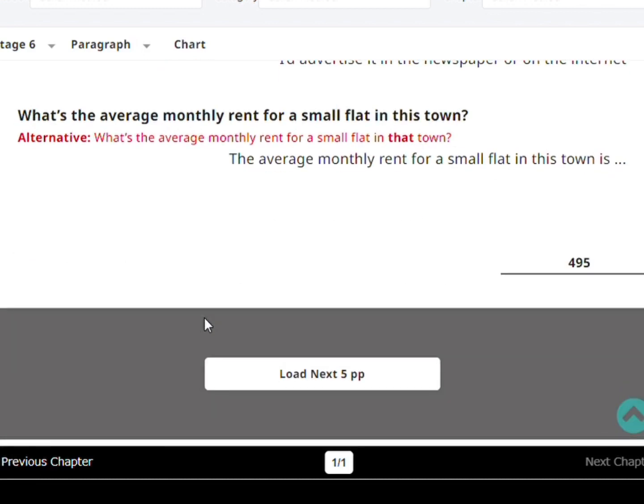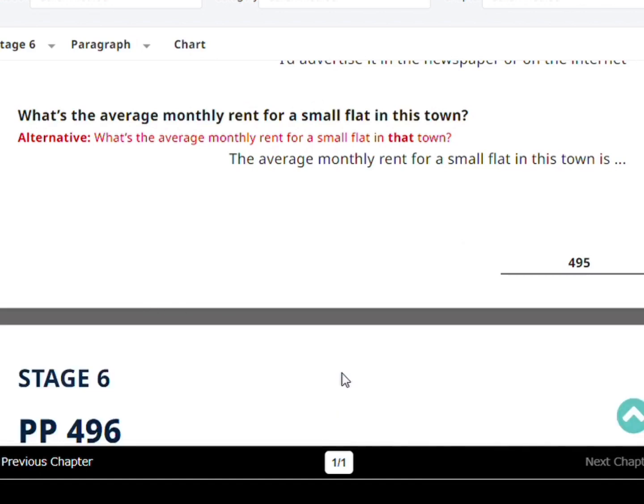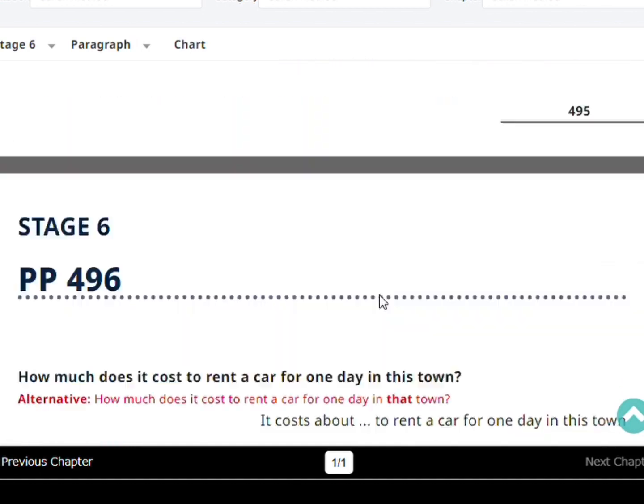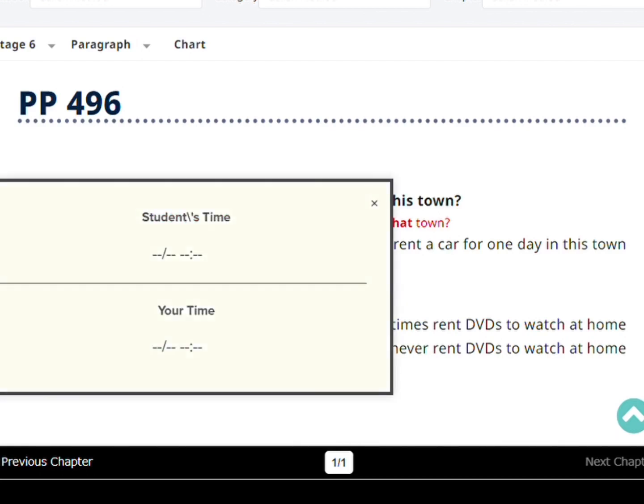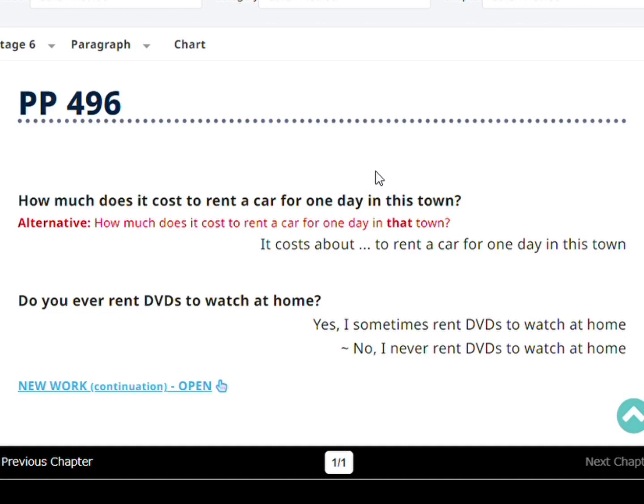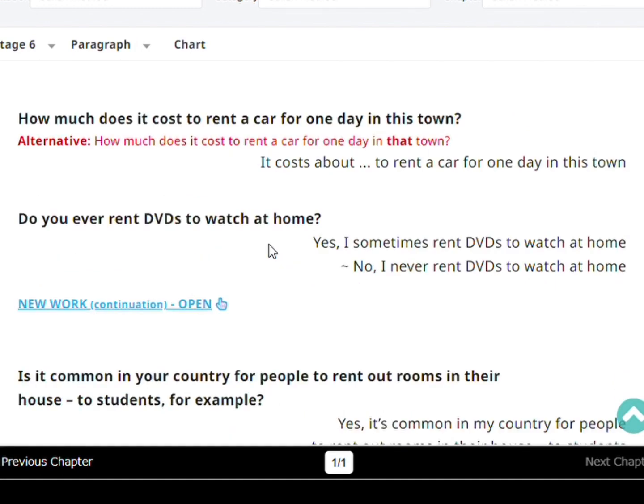Very good. What's the average monthly rent for a small flat in your town? The average monthly rent for a small flat in my town is... I don't know. Yeah, like rent of a house. So maybe let's say 50,000 yen. Okay.